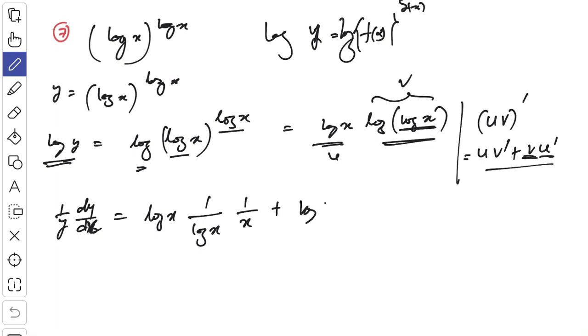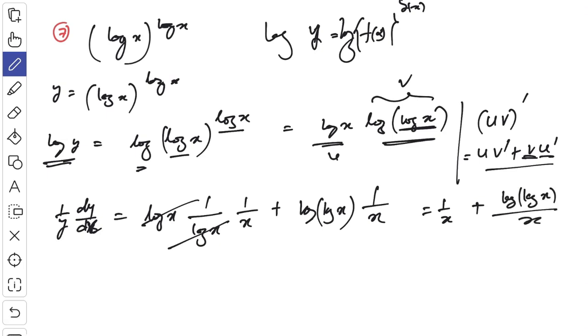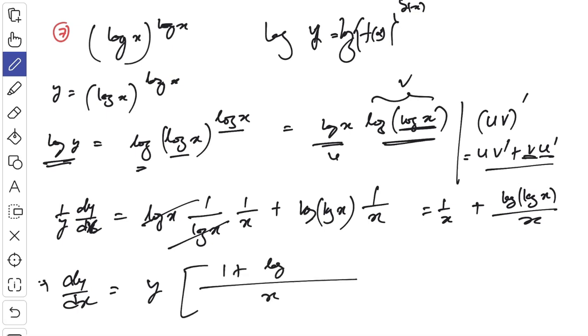Here v is log of log x, and u is log x only. That's why the derivative of log x is 1 by x. So that's what we have got. Here log x is gone, then we have got 1 by x plus log of log x by x. So here dy by dx will be y into, and if you take the LCM here, you will get x here, 1 plus log of log x.